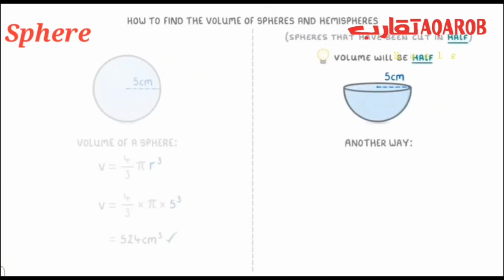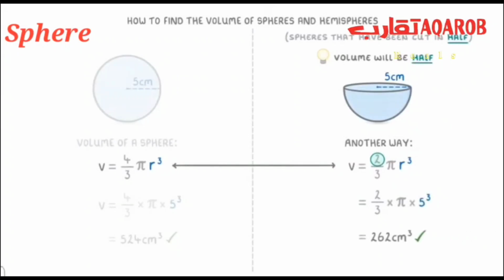Another way to work out the volume of a hemisphere, though, is to use its own formula of volume equals 2/3 pi r cubed. And you might notice that this is exactly the same as the volume for a sphere, except it has a 2 here instead of a 4. So basically, because we've halved the 4 to a 2, the overall volume will be half as big as well. So it gives us the volume of a hemisphere rather than a whole sphere. And to show you that it works, for this hemisphere, we'd do 2/3 times pi times 5 cubed, which would give us 262 centimeters cubed, which is exactly the same as we got before.